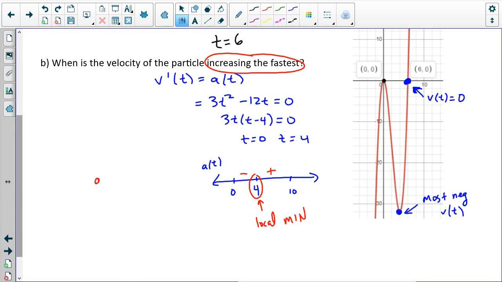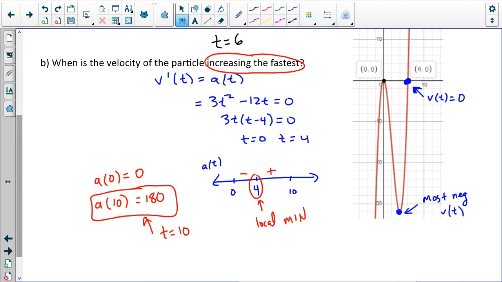So if I check the acceleration at 0, I end up with 0. And if I check the acceleration at 10, that's another endpoint, I'm going to end up with 30 times 6, which is 180, which is very large. So this is actually the time on 0 to 10 when the velocity is increasing the fastest.